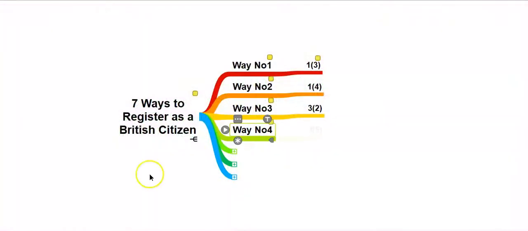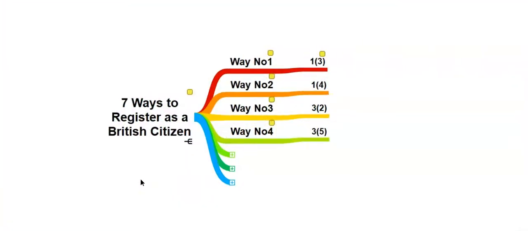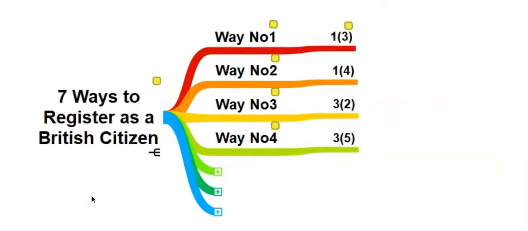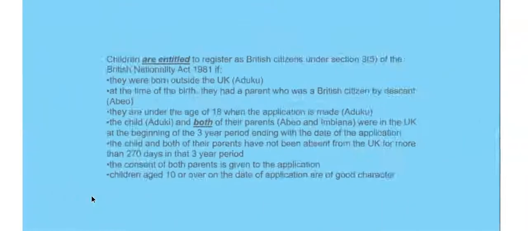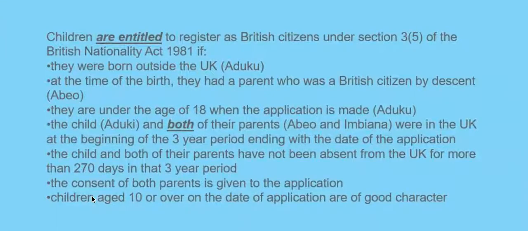Let's say we have exactly the same circumstances. So we have a family where grandparents are British citizens otherwise than by descent. One of the parents is a British citizen by descent, and the child came to the UK 3 years ago. So Aduko is already in the UK and she wants to register. Can she do this? The answer is yes, if she meets the requirements of paragraph 3.5. And here they are. Again, guys, this is the entitlement section. Anyone who meets the requirements of section 3.5 will be entitled to register as a British citizen.